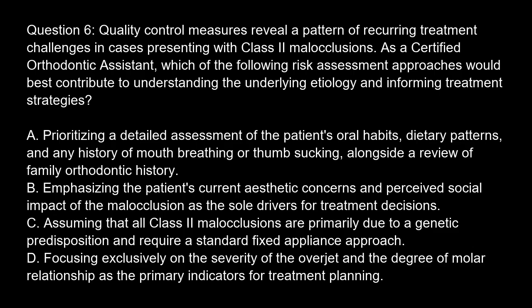Option B. Emphasizing the patient's current aesthetic concerns and perceived social impact of the malocclusion as the sole drivers for treatment decisions. Option C. Assuming that all Class II malocclusions are primarily due to a genetic predisposition and require a standard fixed appliance approach. Option D. Focusing exclusively on the severity of the overjet and the degree of molar relationship as the primary indicators for treatment planning.